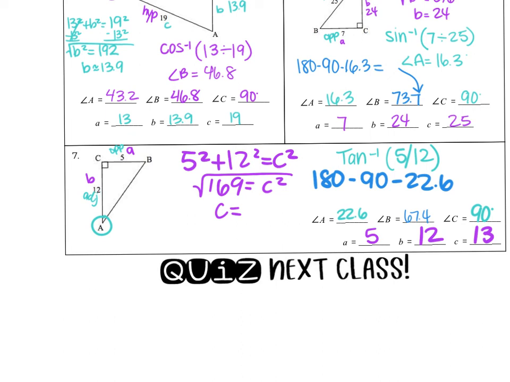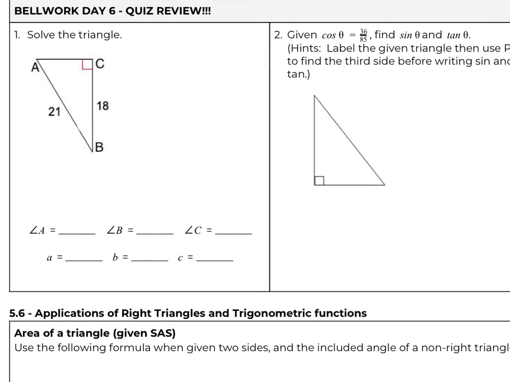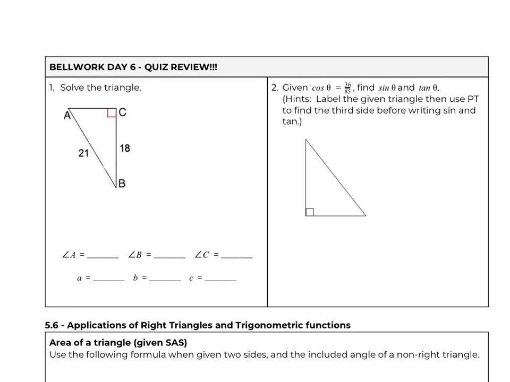All right, next class, I have a quiz. It looks just like this, basically. So when we come in next time, you'll do your quiz review for your bell work. There's one question like today with the find everything, okay? And then there's a question like last time where we label the sides from what they give us and just find the other 2. So these ones you're really not solving, you're just finding the other ratio. Okay, so we will go over that when you get to class next time.